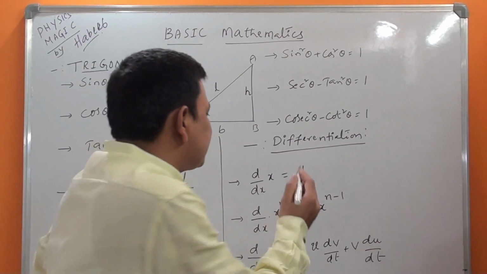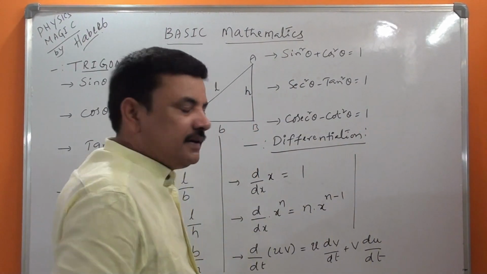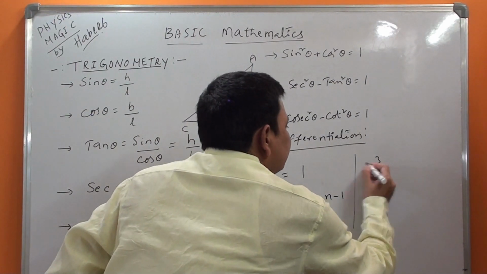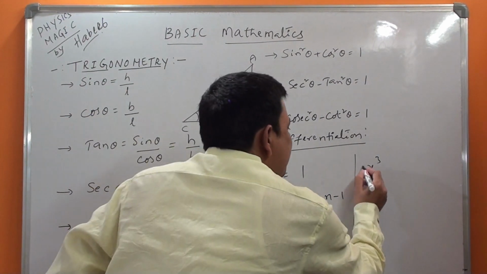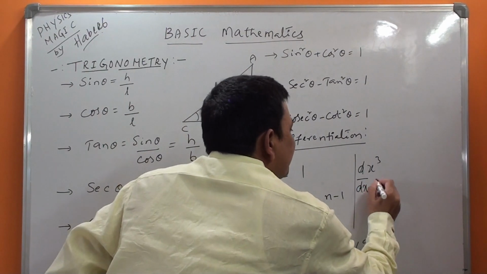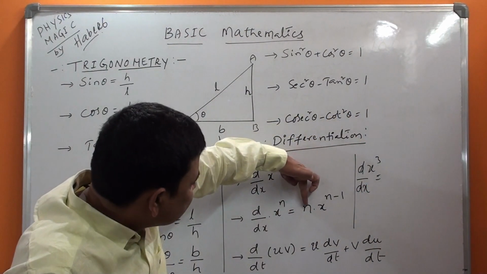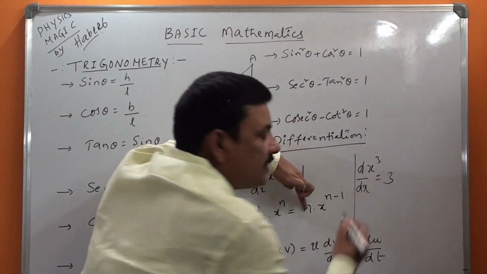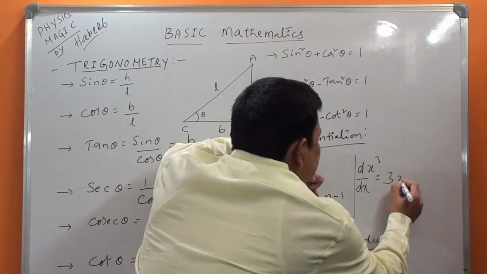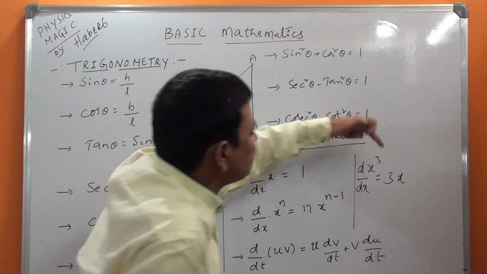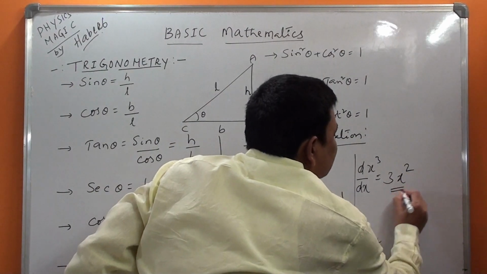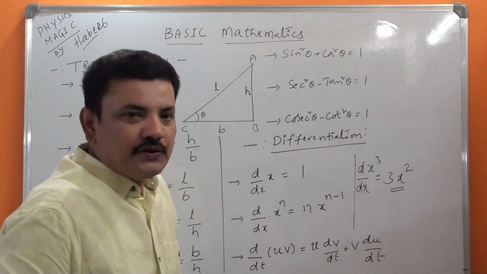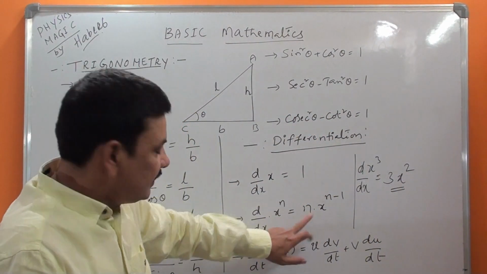So similarly, for example, if I take one example here, say x cube is there. Then if you want to find d by dx of x cube, as I said, first we have to write the power. So it is 3, then x, then power n minus 1. So 3 minus 1 is nothing but 2. How easy it is if you know this particular basic formula.